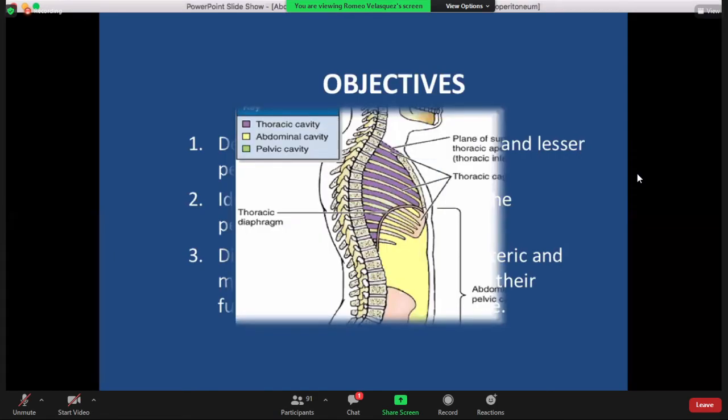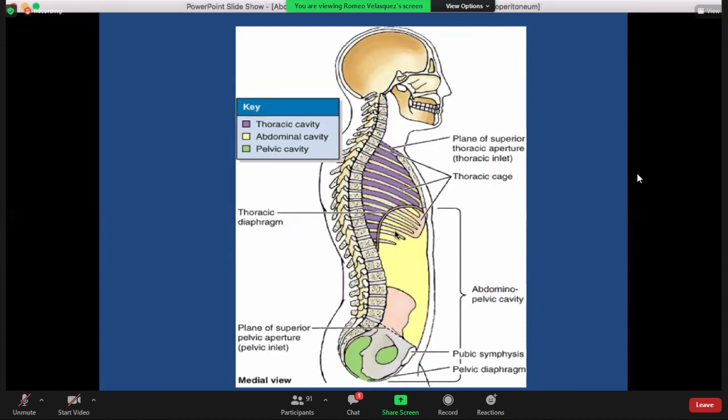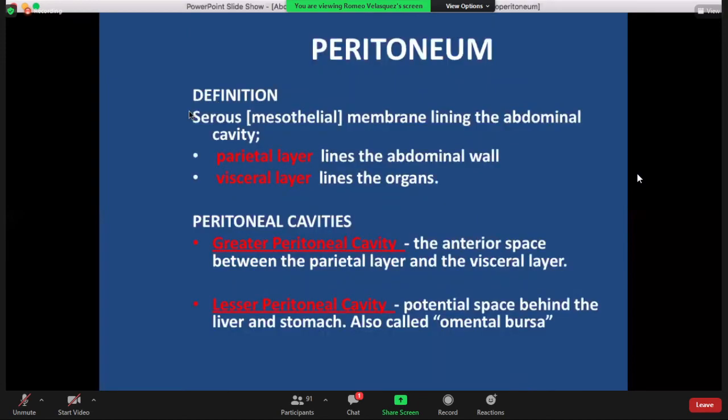Again, for perspective, that's where we are, the peritoneal cavity, to include the pelvic cavity, which is continuous with the peritoneal cavity. So by definition, this serous or mesothelial membrane lining the abdominal wall is called parietal, and lining the organs, visceral peritoneum. Now, the cavities: you have to know the greater peritoneal cavity and the lesser peritoneal cavity, also called the omental bursa.